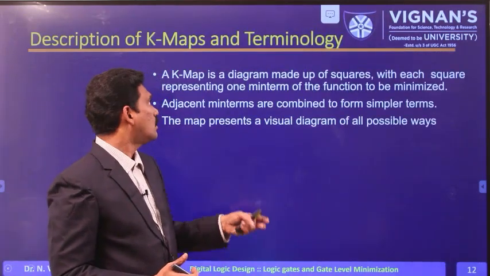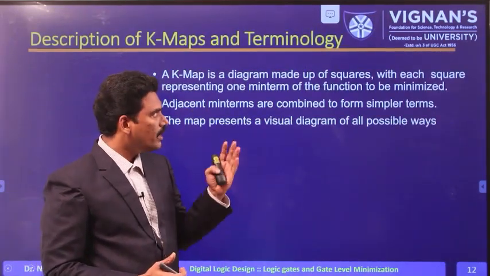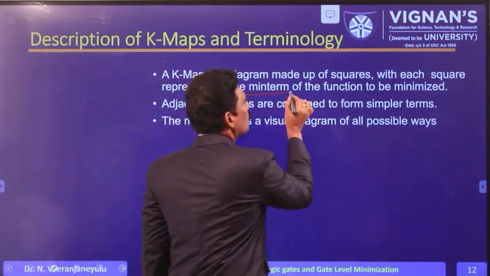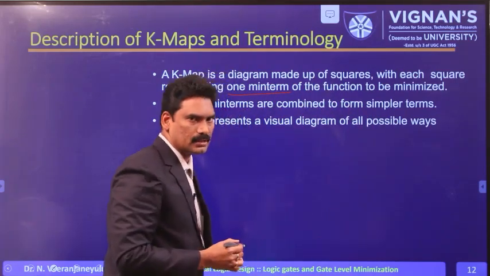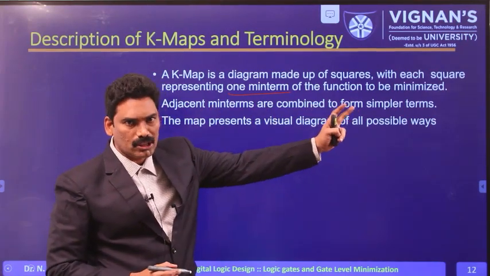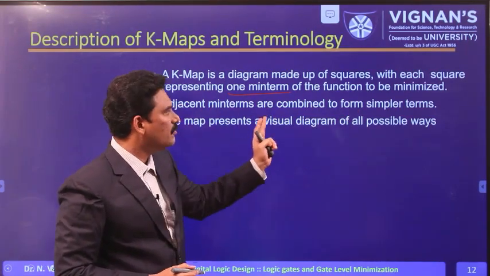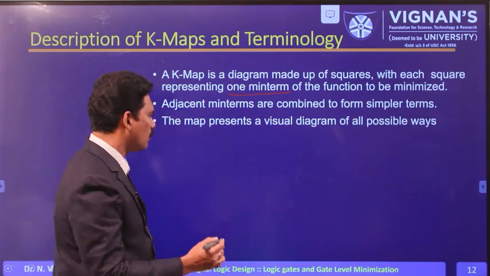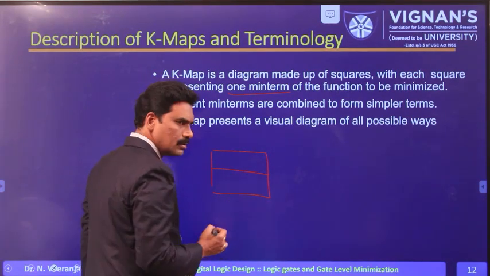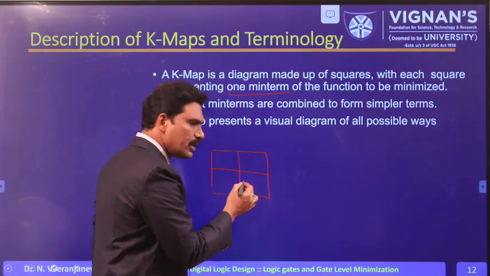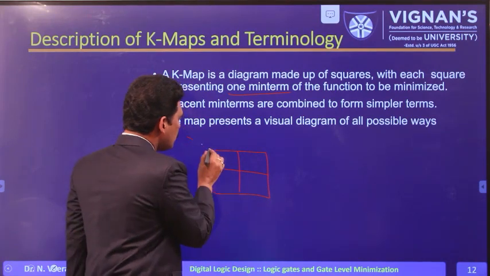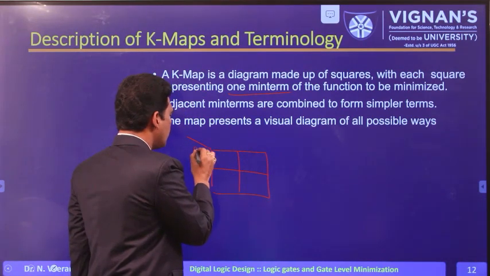A K-map is made up of squares, with each square representing one minterm of the function to be minimized. Adjacent minterms are combined to form simpler terms, and the map represents a visual diagram of all possible ways. Suppose this is a 2-variable K-map. This 2-variable K-map is a diagram made up of squares. Suppose the variables are AB, this is A and this is B.